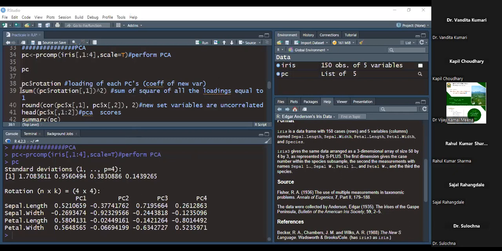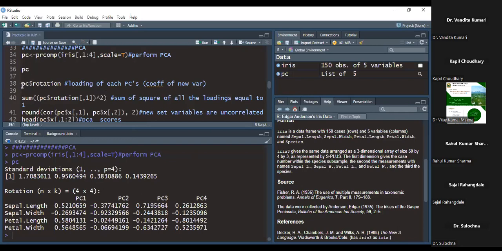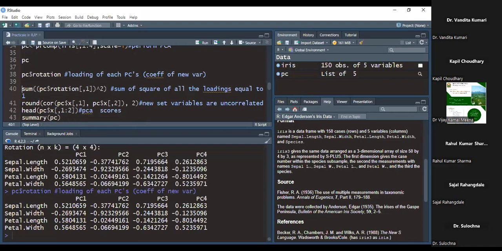And if you would like to extract only rotation from this function PC, principal component, we write PC dollar rotation. It will give us only the rotation part of our result. See, this PC dollar rotation is giving only the factor loadings.